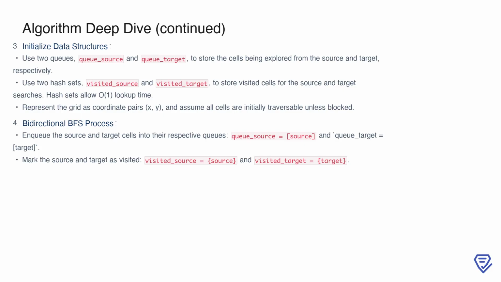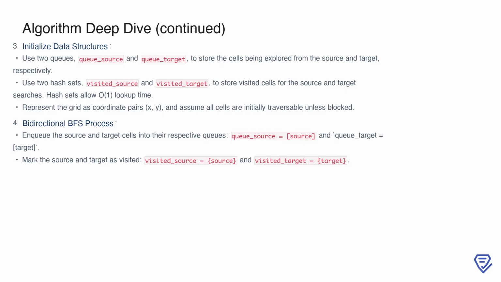Each cell in the grid is represented as a coordinate pair, such as x, y, and we assume all cells are traversable unless explicitly blocked. With these structures in place, we initialize the queues with the source and target cells, marking them as visited in their respective hash sets.